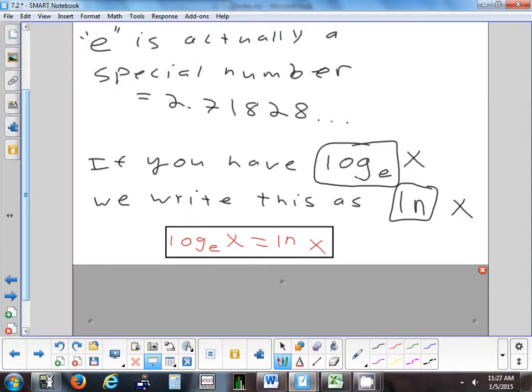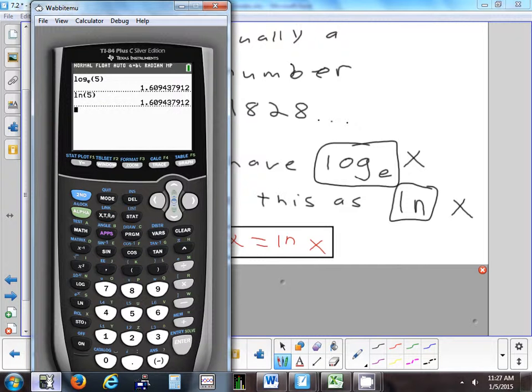So here's the big idea. Anytime you see log base e, it's the same as writing ln. And x is just the argument. Like I used a 5, you could use a 7, 12, whatever number you want, except negatives. We're not going to be taking logarithms of negative numbers. If you try, you're going to get an error.